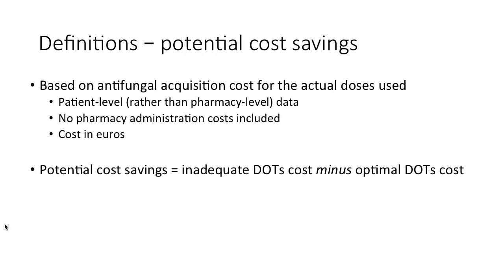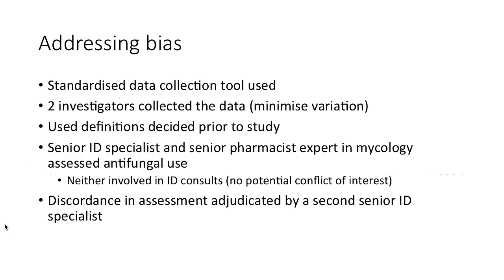So the potential cost savings were factored in what was optimal days of therapy cost, and then they minus that from the inadequate days of therapy cost. So you can imagine that if they used the wrong agent, something like fluconazole, and the right agent was an echinocandin, the potential cost savings might be negative. So that's a factor in that.